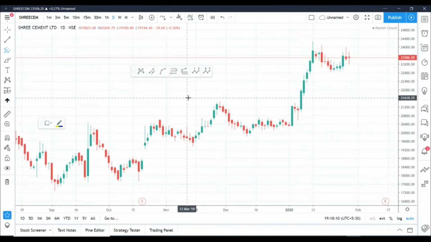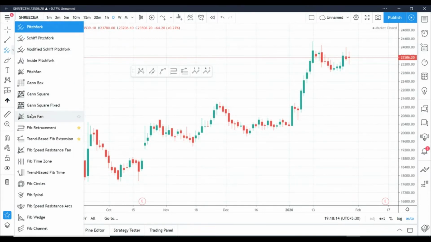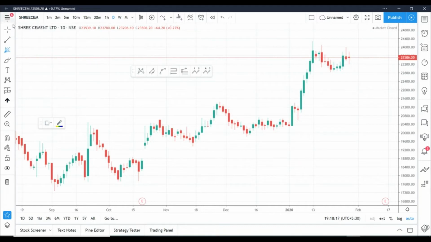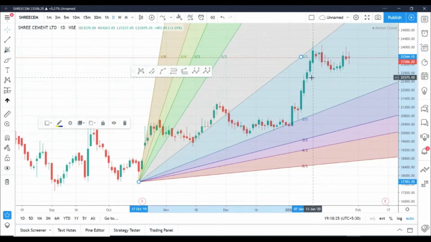So what you are seeing here is TradingView. It is a charting platform. You will find the indicator Gann Fan in the top second position, and assuming that you do not know how to draw this indicator or use it properly, I'll be drawing it improperly as well. So Gann came up with 9 different angles.